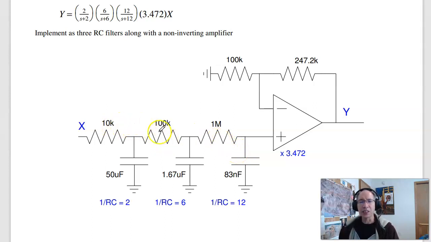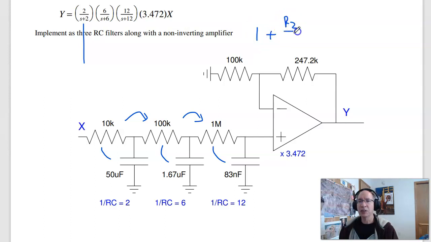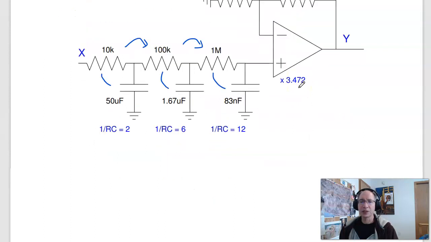One way to design it is pick your R and have R go up by 10 times for each stage. That reduces the loading. It's not 0, but it's almost negligible. Then, 1 over RC is 2, that's this guy. For this one, 1 over RC is 6. For this one, 1 over RC is 12. Solve for C. And I need a gain of 3.47, so add a non-inverting amplifier with a gain of 3.47. Again, for a non-inverting amplifier, the gain is 1 plus R2 over R1. So this is a 2.4 to 1 ratio to give a gain of 3.4. So there's the solution.